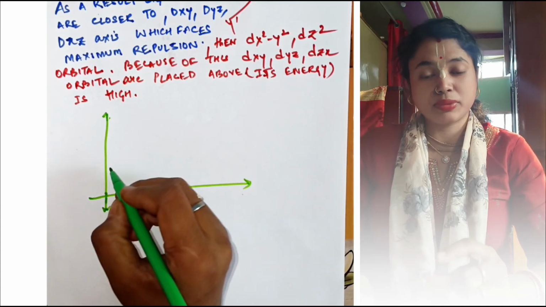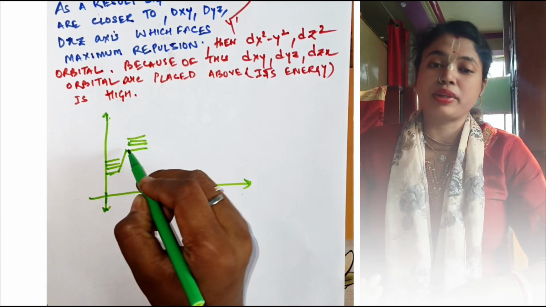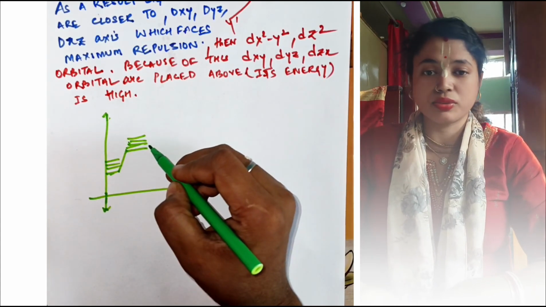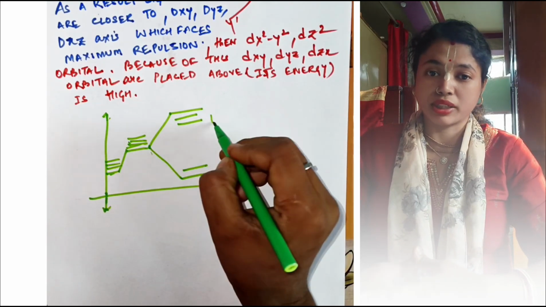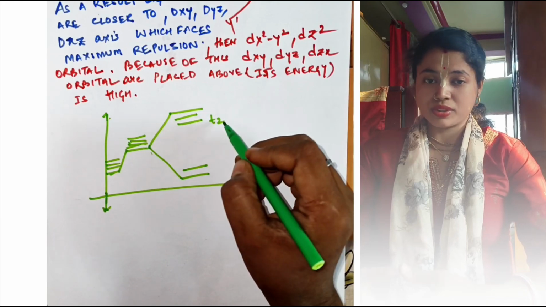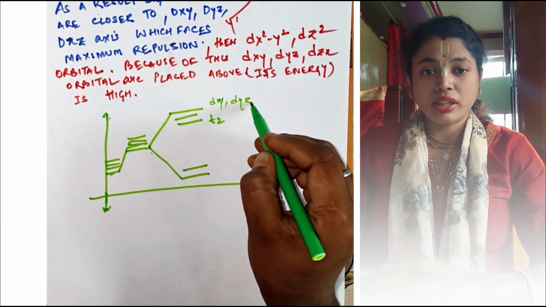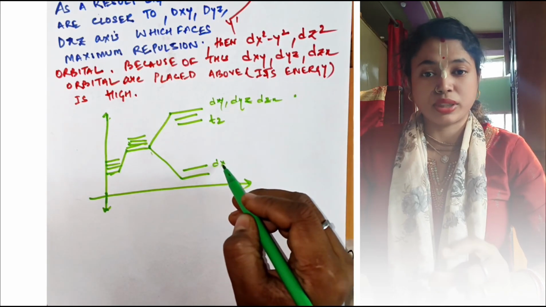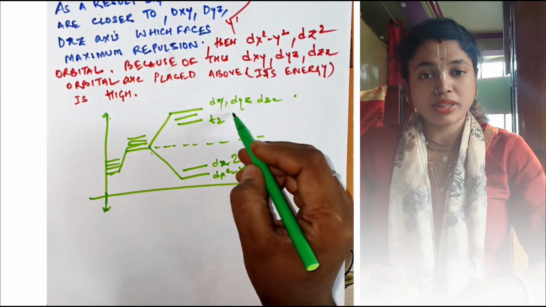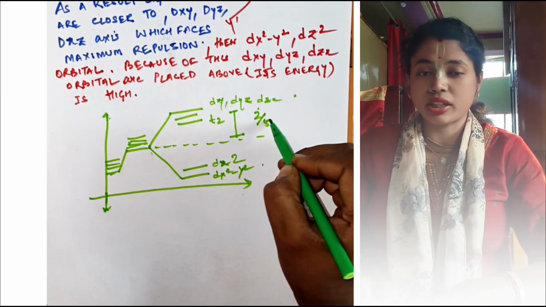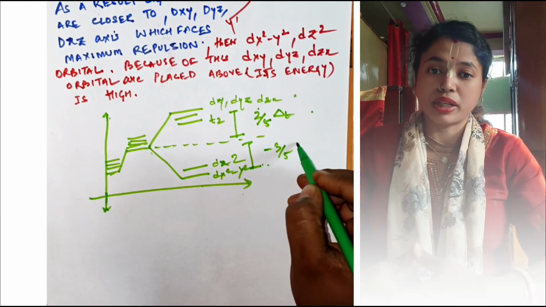If you are drawing the energy diagram, first these are degenerate d orbitals. Okay, just as in the octahedral field, the energy will increase gradually as the ligands approach. But here the T2 level is the highest one, which is your dxy, dyz and dzx, and below are your dz square and dx square minus y square. So there is an energy difference. We know this is 2 by 5 of delta t, and this side is minus 3 by 5 delta t.